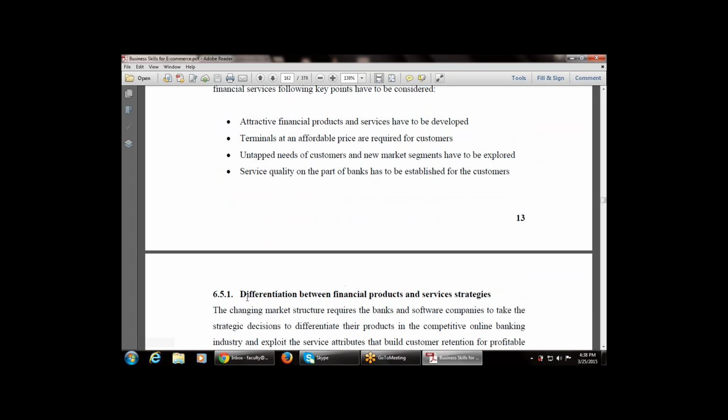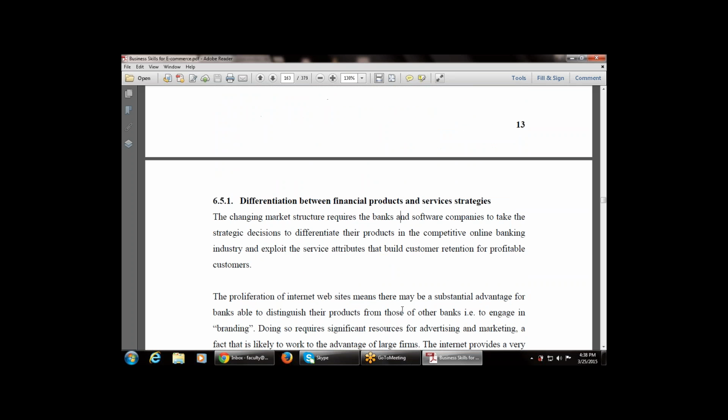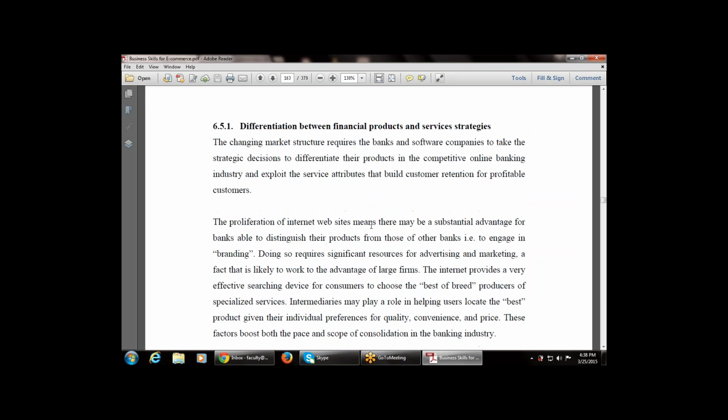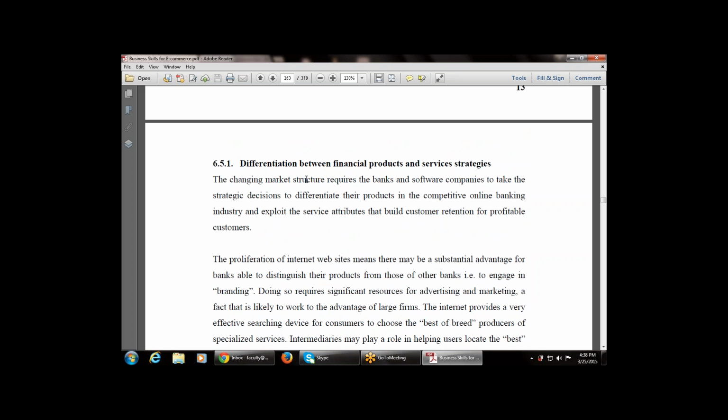Now, the first one is differentiation between financial products and services strategies. The bank must differentiate between financial products and services strategies, that is, what is the usage, what is the difference between the financial products and services, and what different strategies are available. The changing market segment requires the banks and the software companies to take decisions to differentiate their products in the competitive online banking industry.